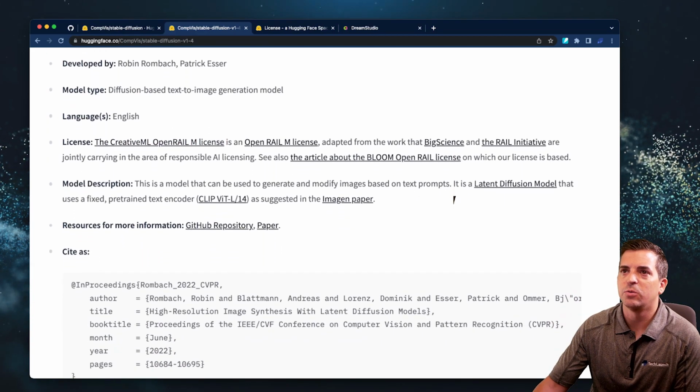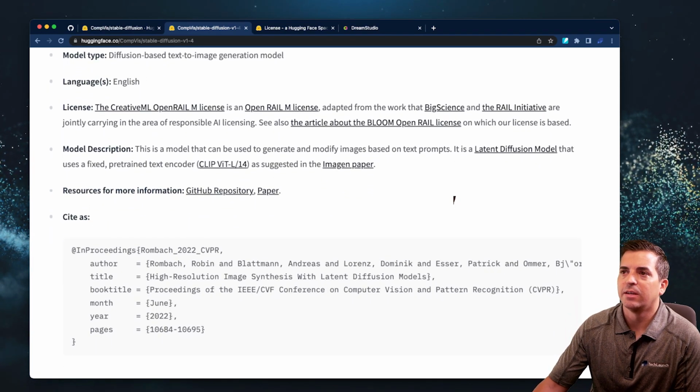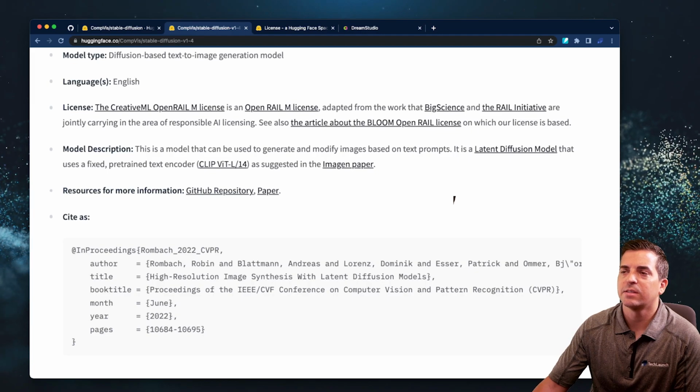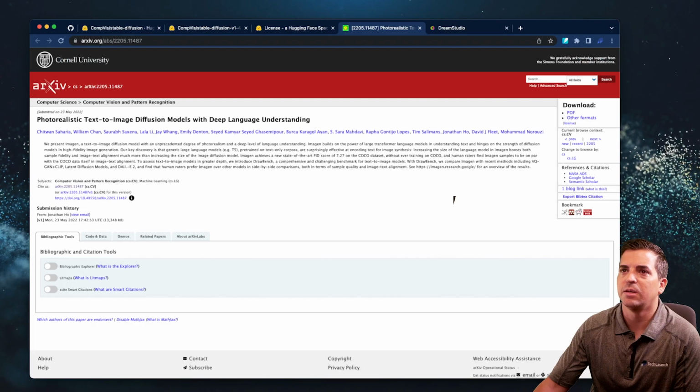Then they go into a description of the model, the latent diffusion model. And this is a really, really nice overview if you take a look at the Imagen paper.